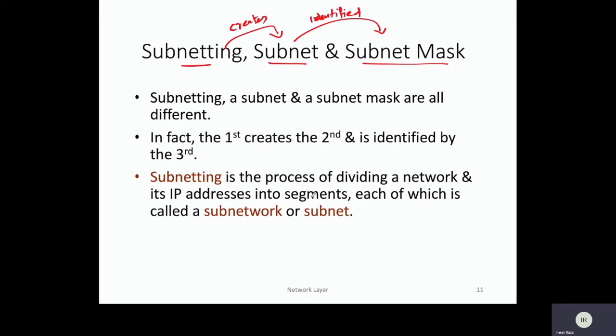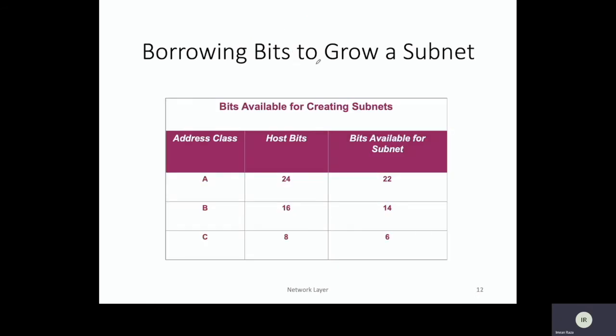So subnetting is the process of dividing a network and its IP addresses into segments, each of which is called a subnetwork, or in short, we can call it a subnet. So we can do the subnetting process by borrowing bits from the host portion. So let's have a look at how many bits we can borrow from the host portion in a specific class.